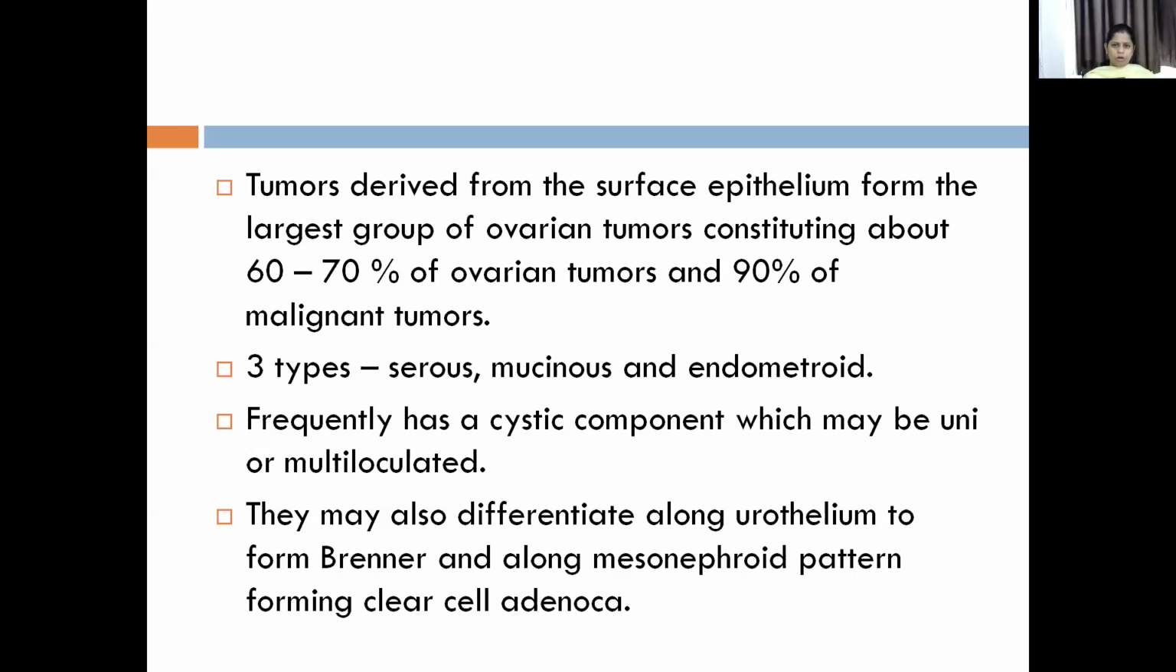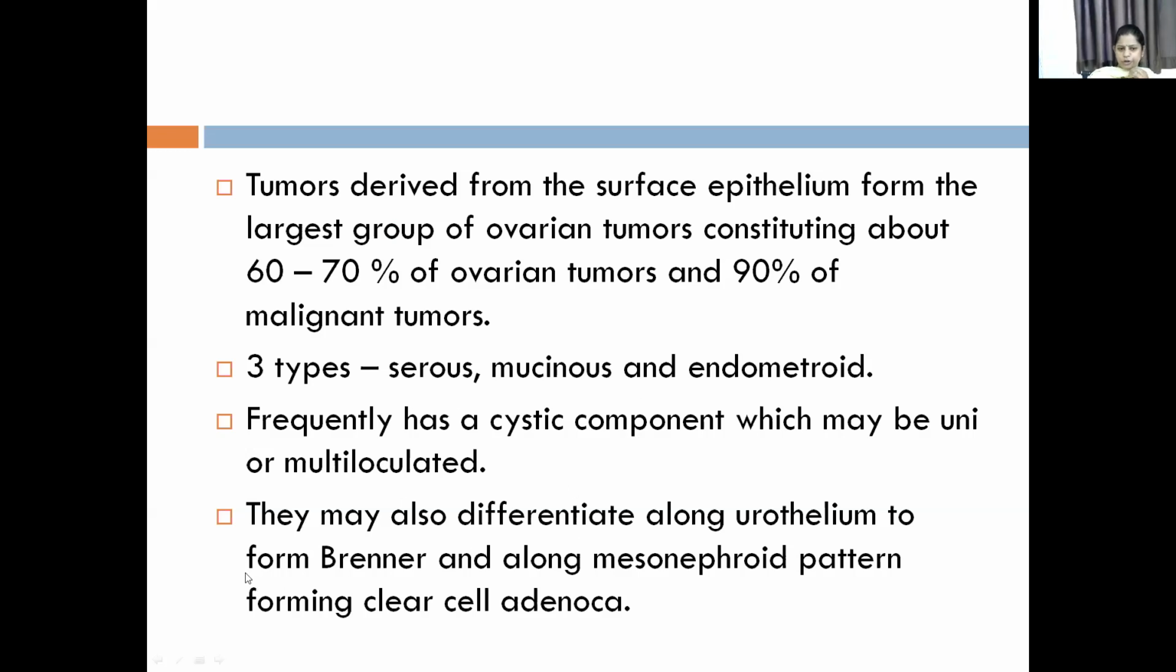What do you mean by uni or multiloculated? We call it uniloculated when only a single chamber or single cavity is present. We call it multiloculated when the single cystic space is divided into different parts by intervening fibrous septa. Okay.